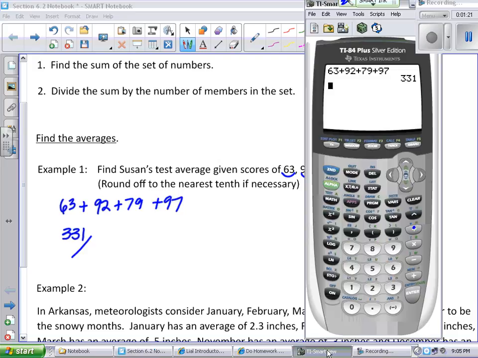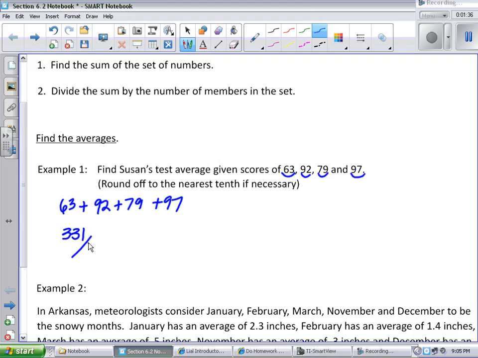So I'm going to divide 331 by 4. And I get 82.75. So we're dividing by 4 and getting 82.75. Now the direction said to round to the nearest tenth if necessary. So to the nearest tenth, we look at the 5 and it tells us to round up, so we get 82.8. That's Susan's test average.